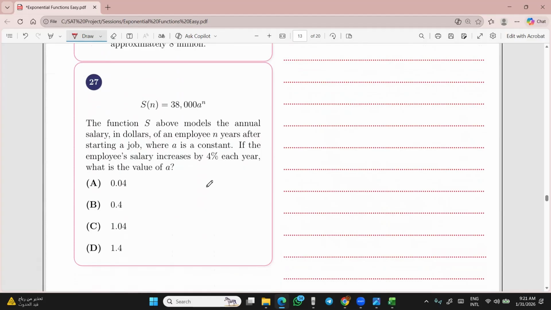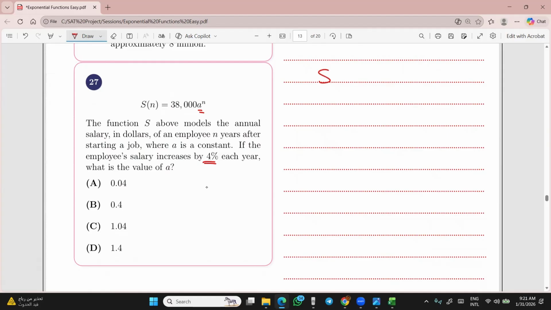Question 27. We have this exponential function, and the question says the function S above models the annual salary in dollars of an employee n years after starting a job, where A is the constant. If the employee's salary increased by 4%, how can we get the value of A? Increased by 4% means 1.04. So this A should be written like this.